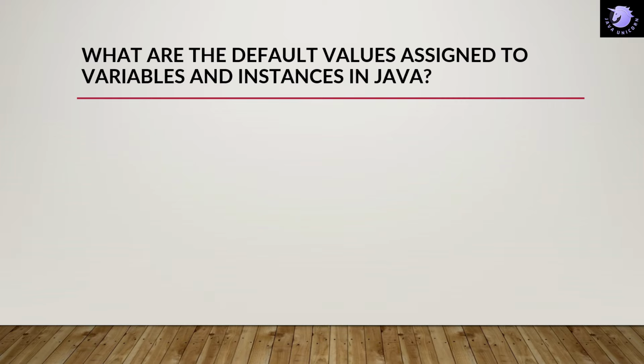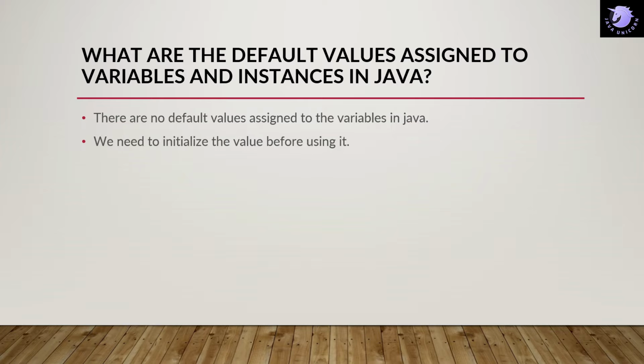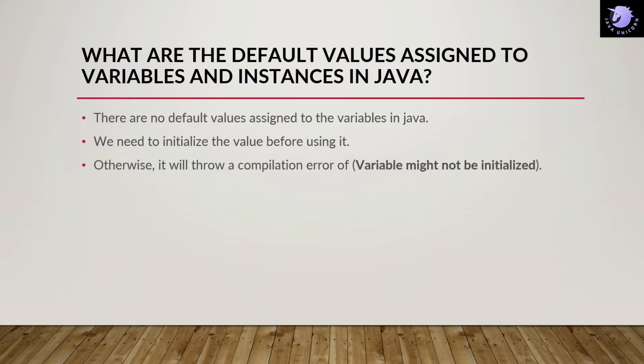Let's move to the next question. What are the default values assigned to variables and instances in Java? As such, no default values are assigned to a local variable, and we need to initialize the values before using it. If we don't initialize those variables and we use them, it will throw a compilation error. So we have to initialize those variables.